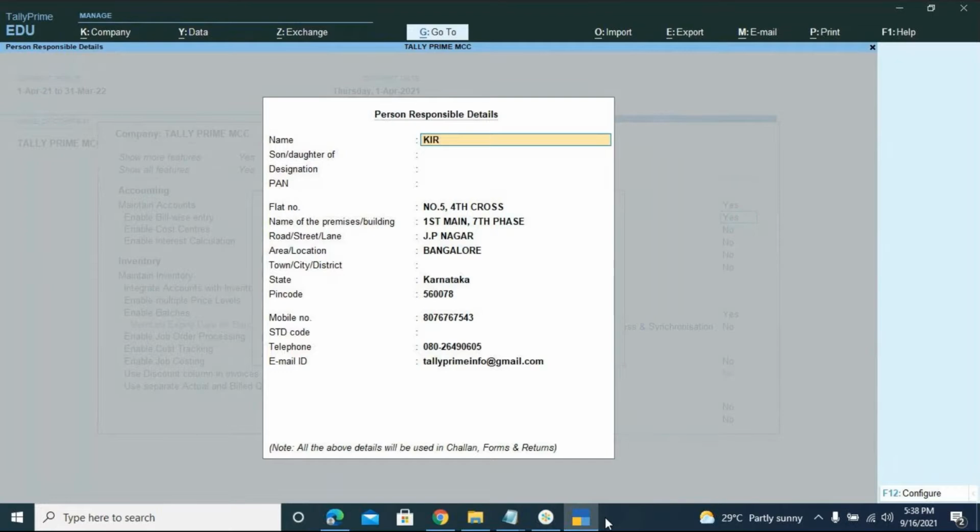Suppose I'm giving here Kiran Kumar, son of Chandrasekhar. Designation, probably it's a CEO. His PAN number.